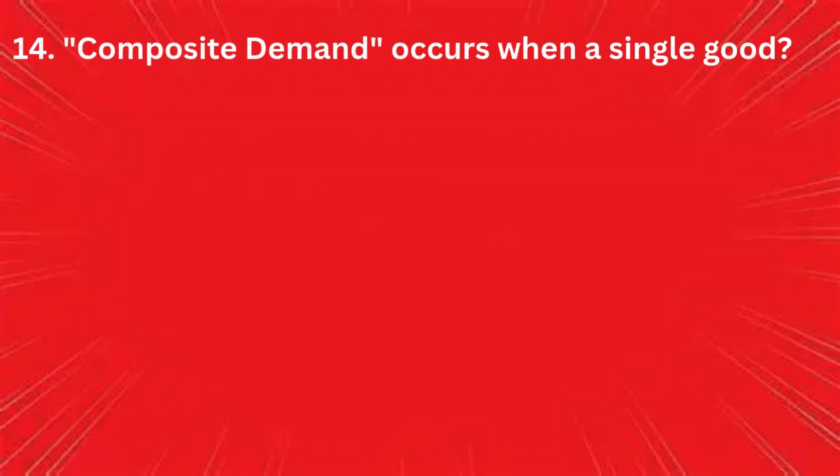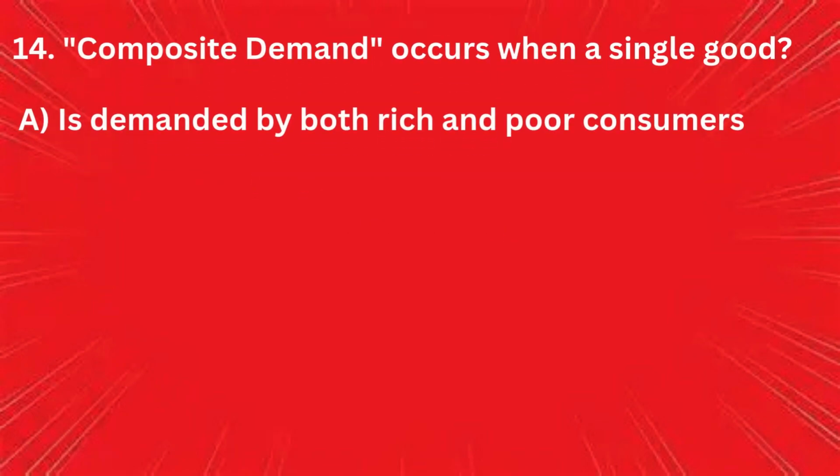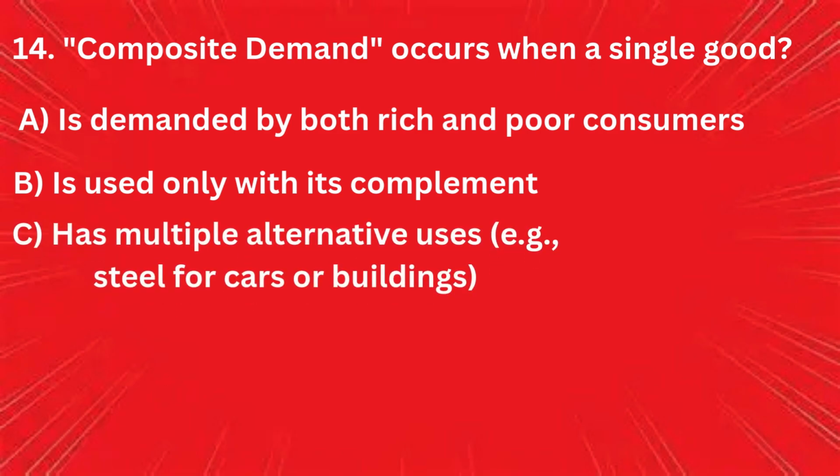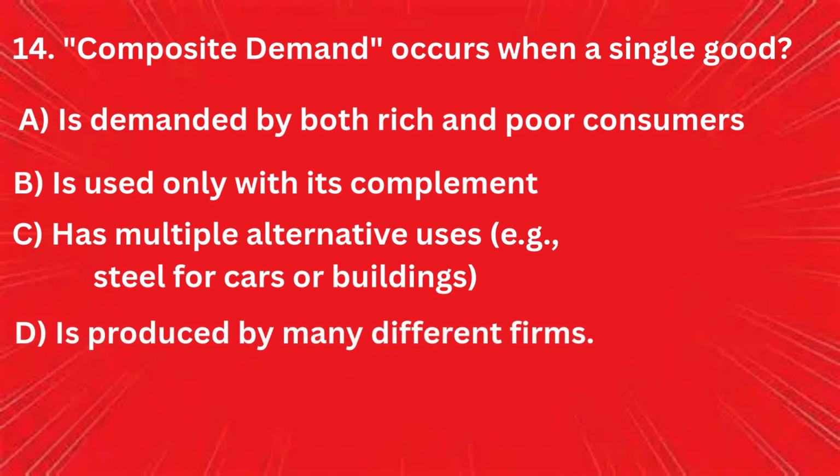14. Composite demand occurs when a single good A. is demanded by both rich and poor consumers. B. is used only with its complement. C. has multiple alternative uses, e.g. steel for cars or buildings. D. is produced by many different firms.